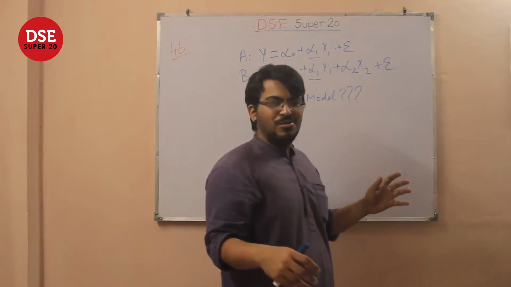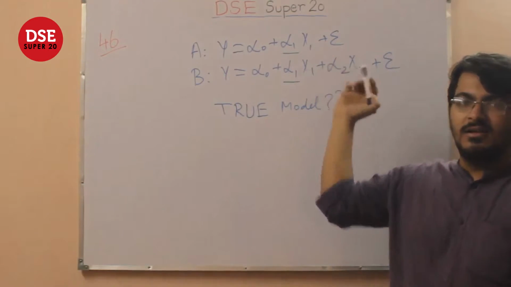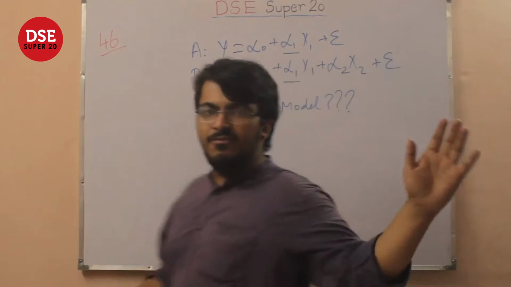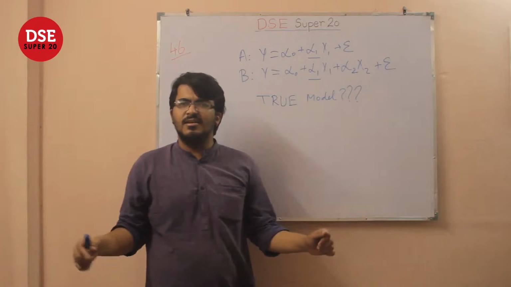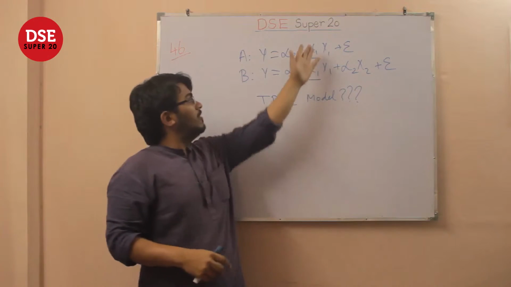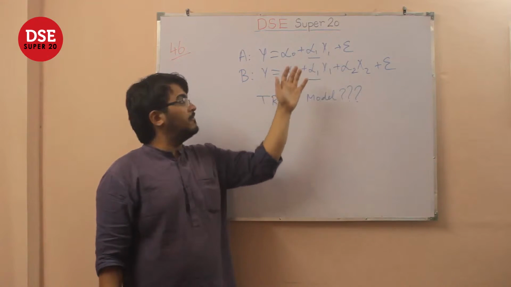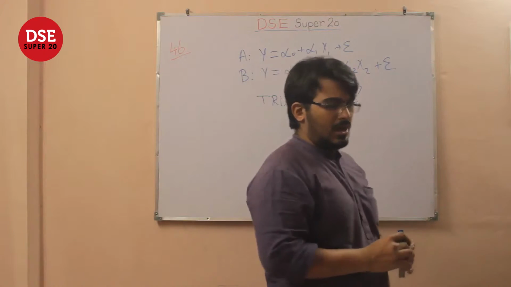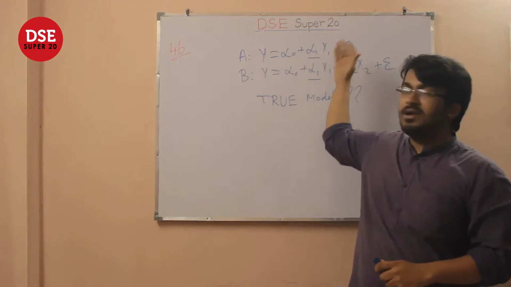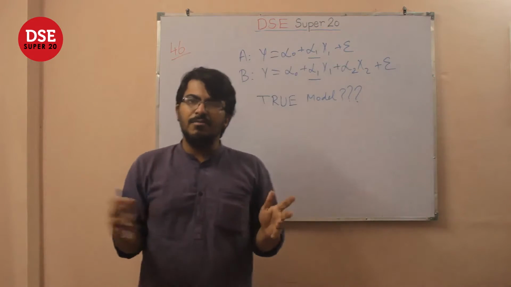You have two regression models, one where you are regressing y on one single independent variable, and one where you are regressing it on two independent variables. The question asks, what are the variances of the coefficient of x1, which is an independent variable in both models? How do the variances of alpha 1, as it is estimated, compare in the two models?